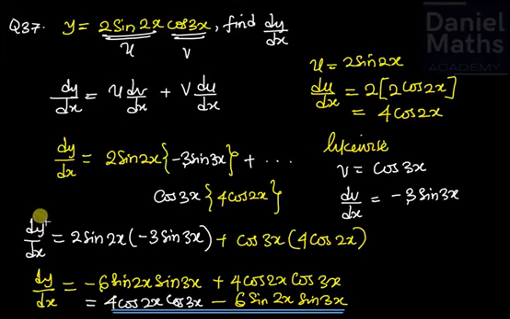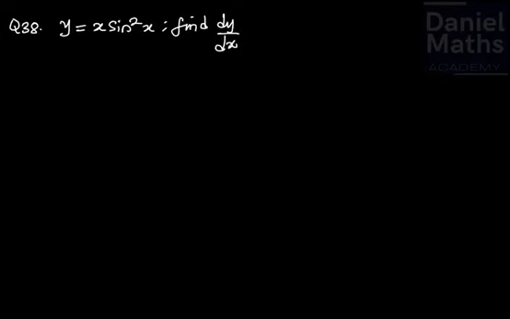Alright, so let's look at the next question. Now the next question is very similar to this. It gives us that y is equal to x sine square x. Find dy dx. So we're going to do the same thing. Let u be equal to x. Therefore du upon dx will be equal to 1. Remember that in our normal method, this is u and this is v.